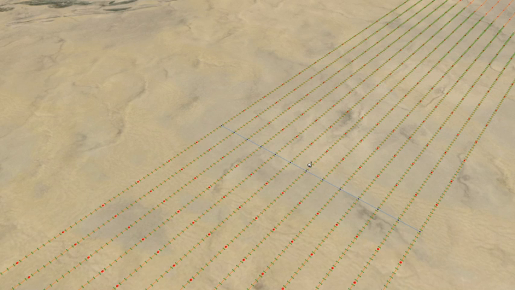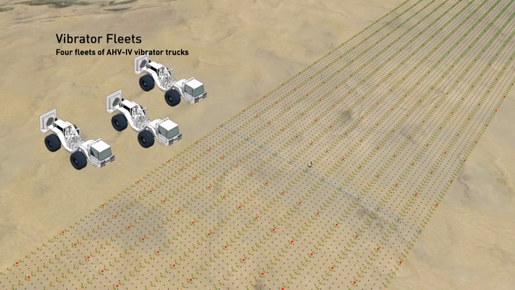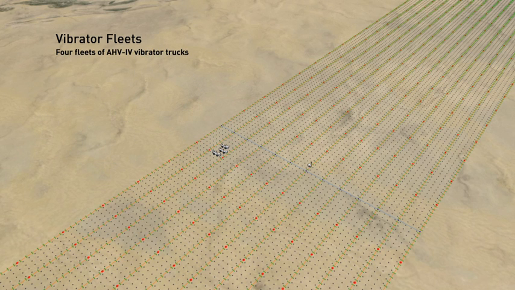Source points are spaced 50 meters apart. Every Vibe fleet is made up of 3 AHV4 vibrator trucks. The vibrators will be sweeping for a length of 6 seconds with a slip time of 5 seconds. There are 4 different Vibe fleets working in a section of the spread using the slip sweep technique.